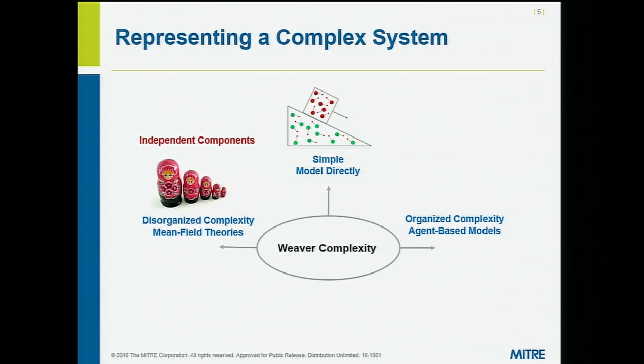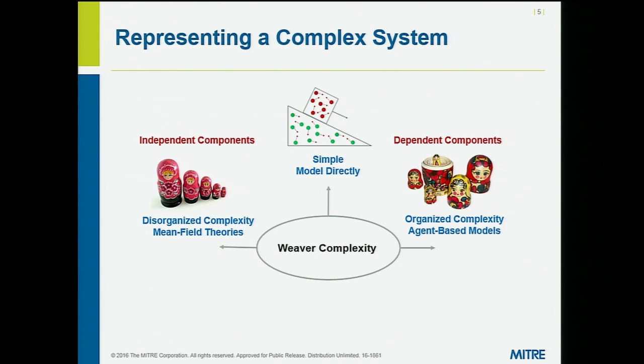Another way of having complexity is what's called disorganized complexity. Think about this as a gas, for example, that's moving around in a container, and you're interested in looking at certain macroscopic details of that gas, okay? Well, the gas molecules themselves are almost highly uncorrelated, so you're dealing with almost an independent set of components. But there are theories that have been developed in the complex science community to deal with those things, and are called mean field theories.